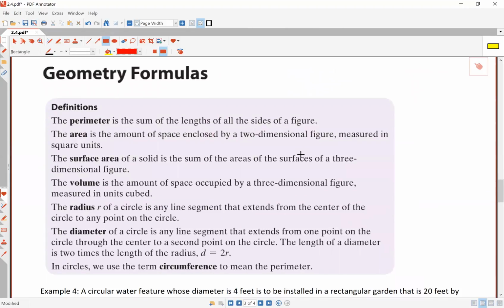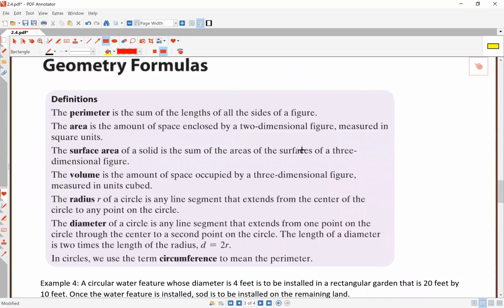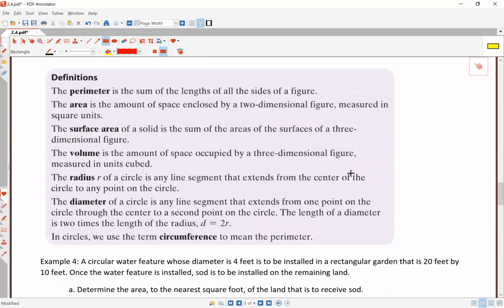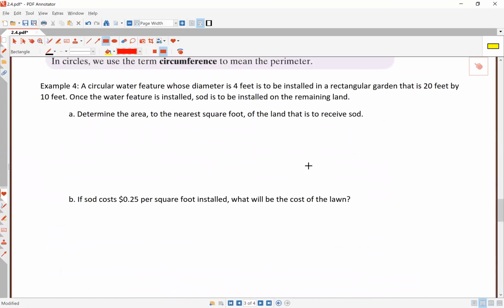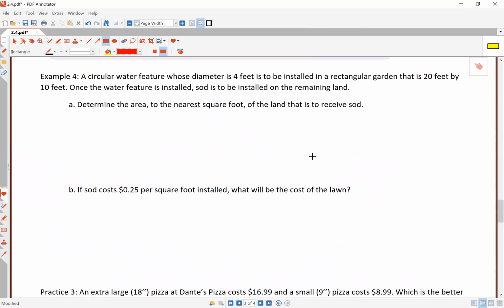The next type of formulas we look at is geometry. There's a lot of formulas for geometry. In example 4, we have a circular water feature whose diameter is 4 feet, and it's to be installed in a rectangular garden that's 20 feet by 10 feet. The circular water feature goes somewhere in there, and its diameter is 4 feet.